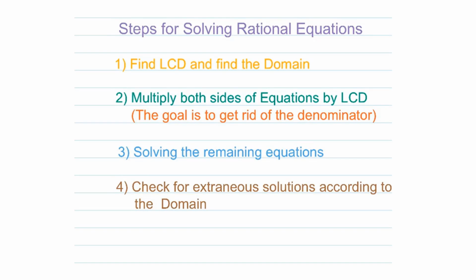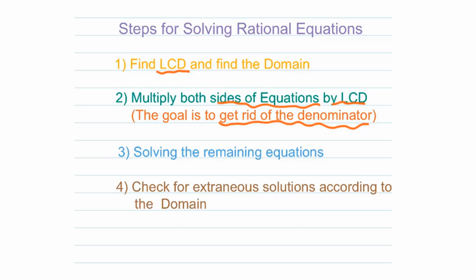First of all, let's go over steps for solving rational equations. Step 1. Find LCD and find the domain. LCD, that's the least common denominator. Then multiply both sides of equations by LCD. The reason for that is to get rid of the denominator.